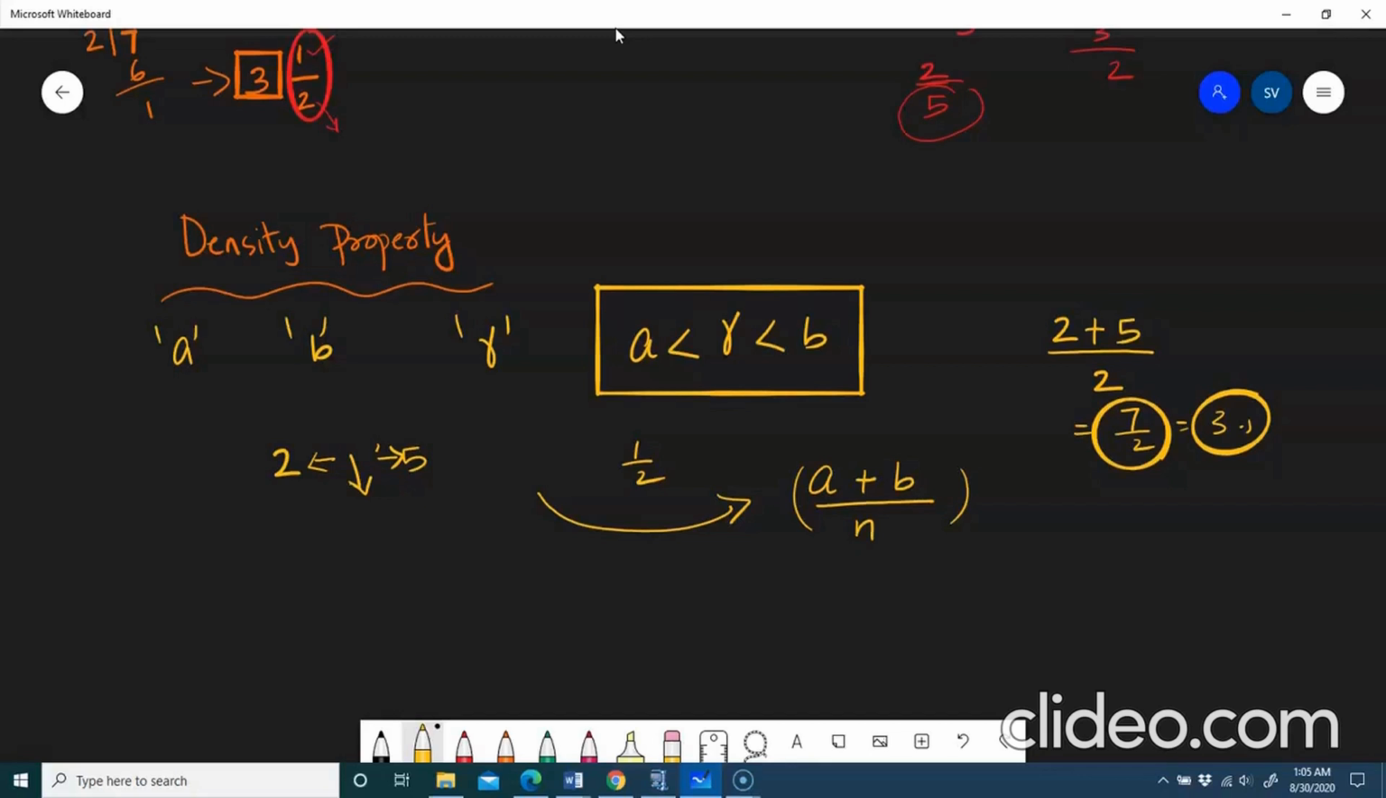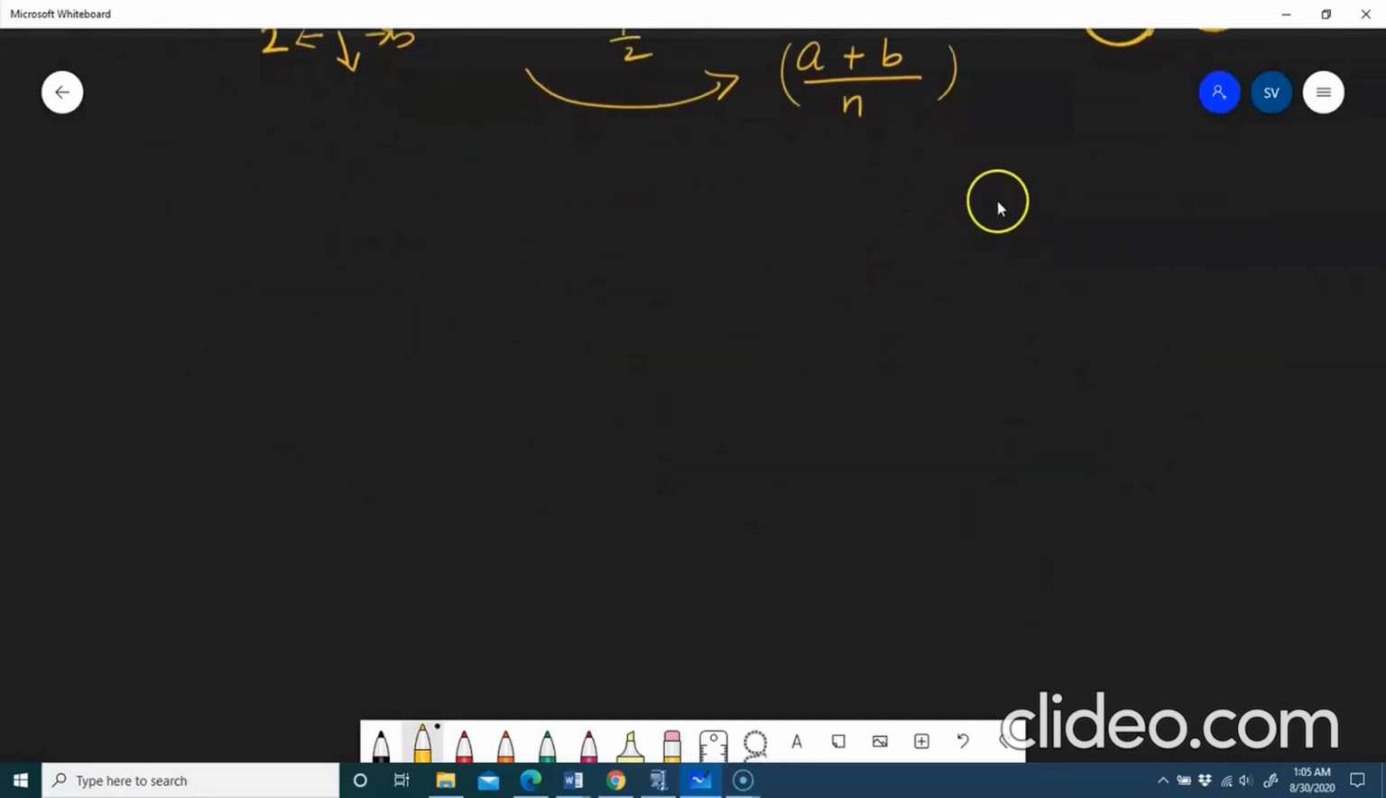So this is the way we can find the rational number in between two other rational numbers. The property is: if a and b are two rational numbers, there exists another rational number r such that r is greater than the first rational number and less than the second, that is, a less than r less than b. That property is called the density property. Next time if someone says density property, this is it. It's quite simple.